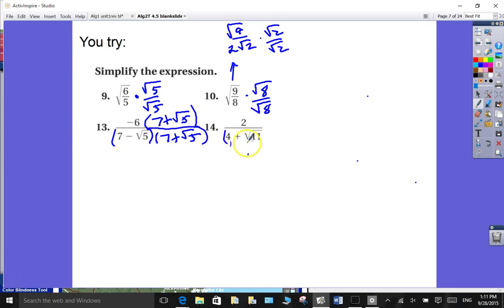What about the last one? 4 minus the square root of 11. What's that? No, you would have to simplify it. We're not going to do that right now.